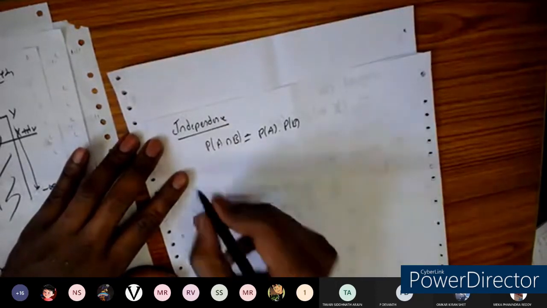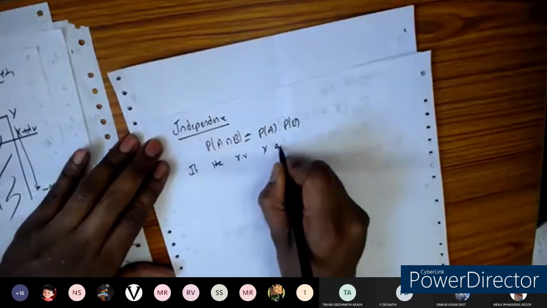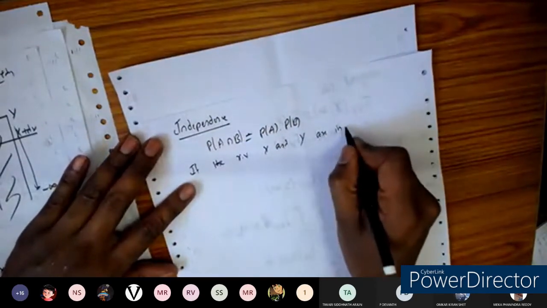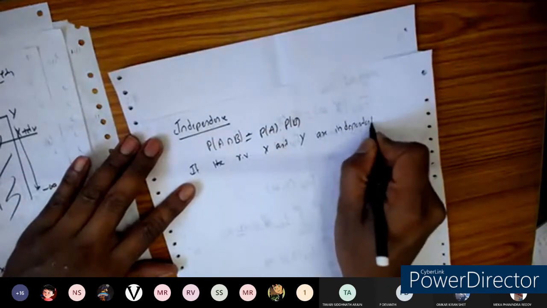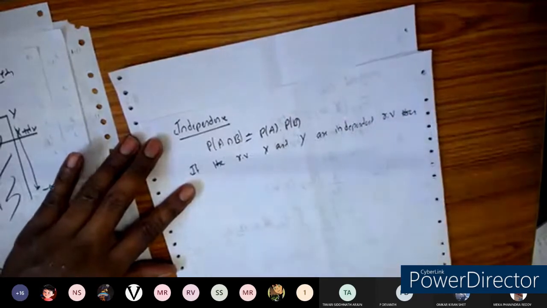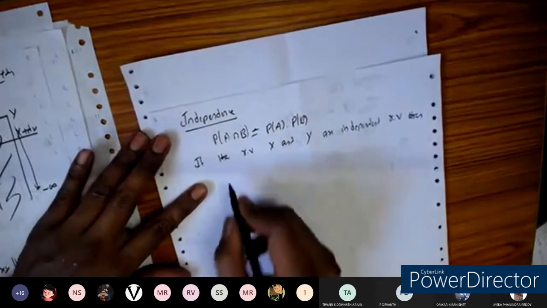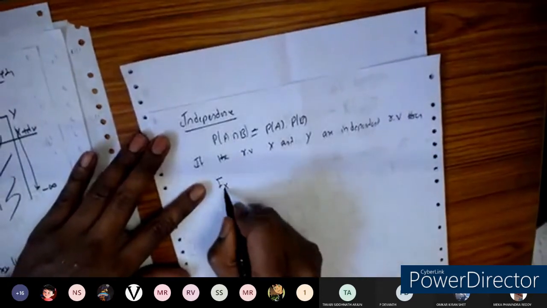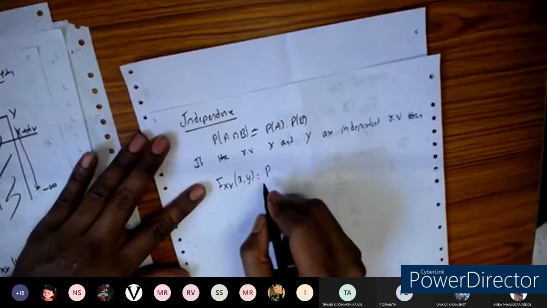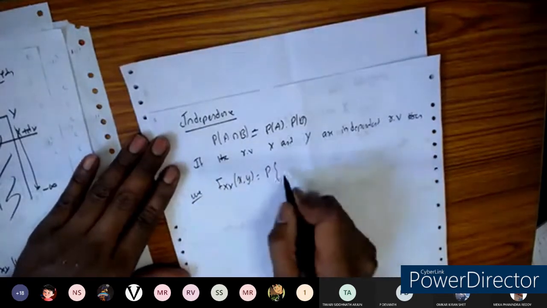If the random variables X and Y are independent random variables, then the CDF can be defined like this. So first I am going to write the generalized form here.